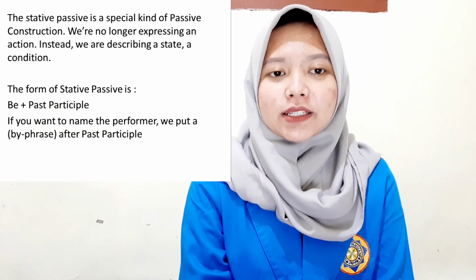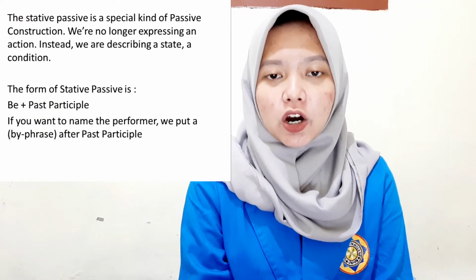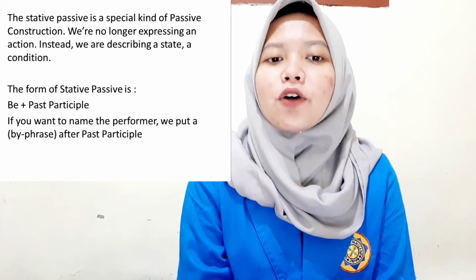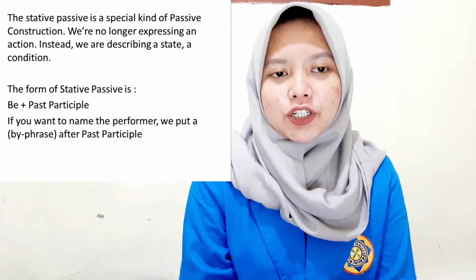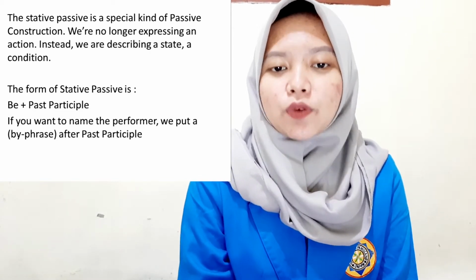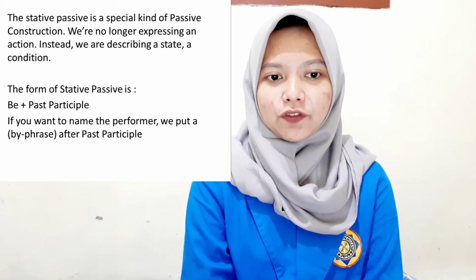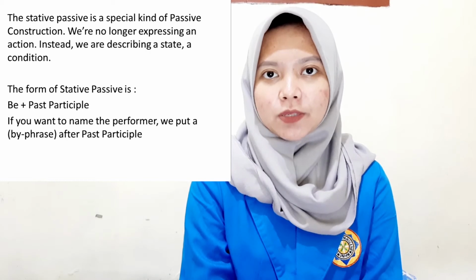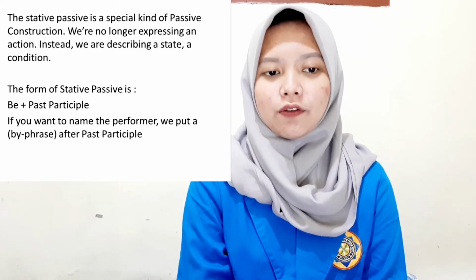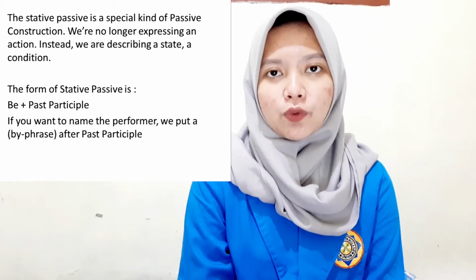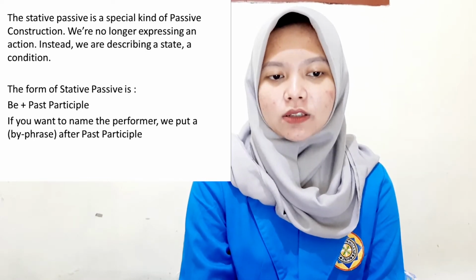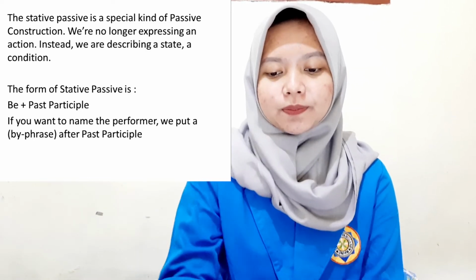The stative passive is a special kind of passive construction. We are no longer expressing an action. Instead, we are describing a state, a condition. The form of stative passive is be plus past participle. Or, if you want to name the performer, we can put a by phrase after the past participle.